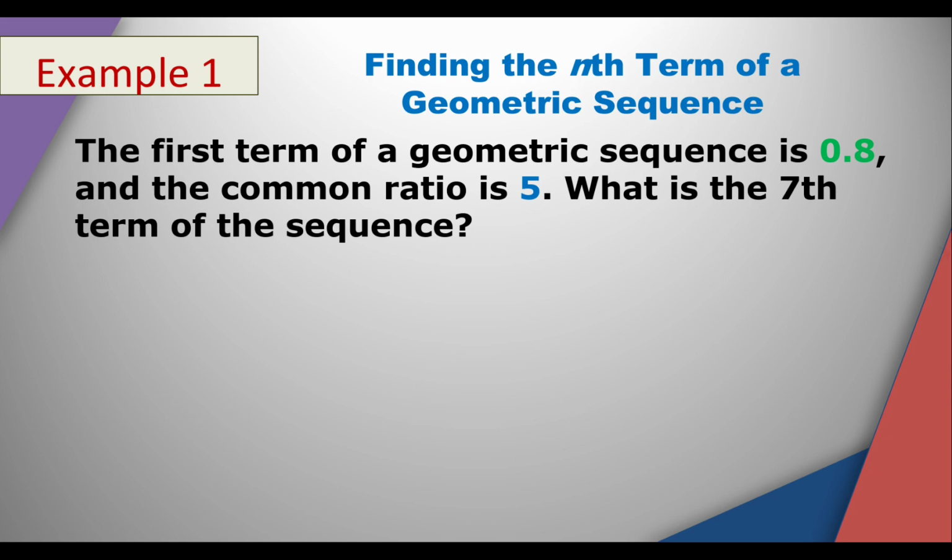Example number 1. The first term of a geometric sequence is 8 tenths, and the common ratio is 5. What is the seventh term of the sequence?